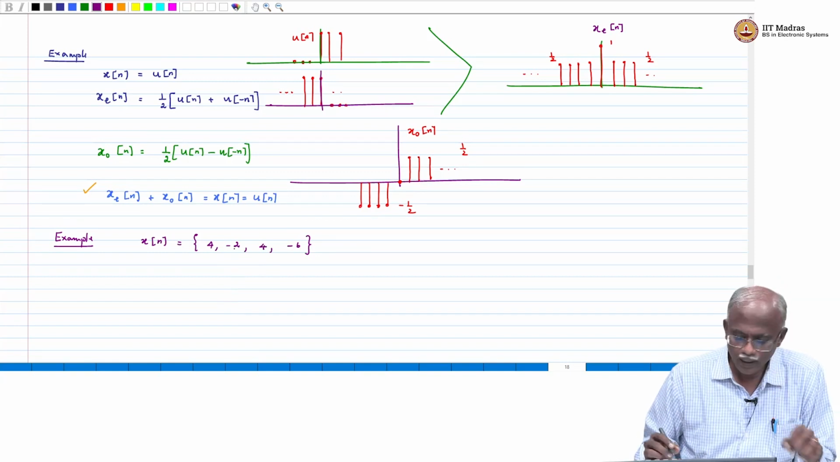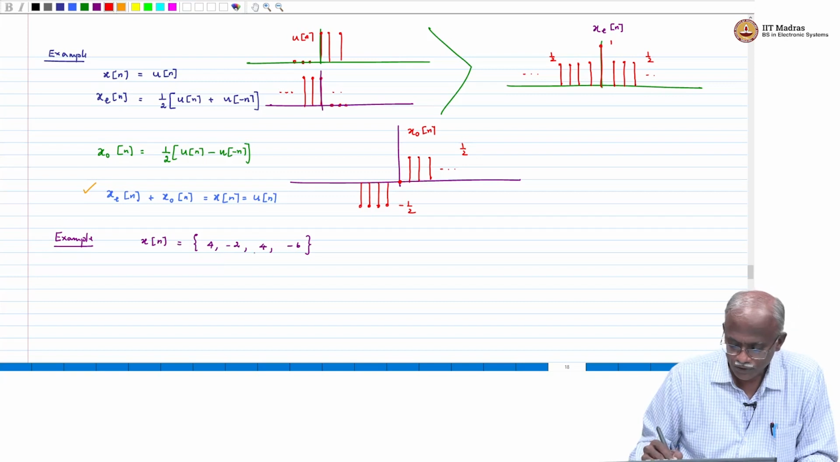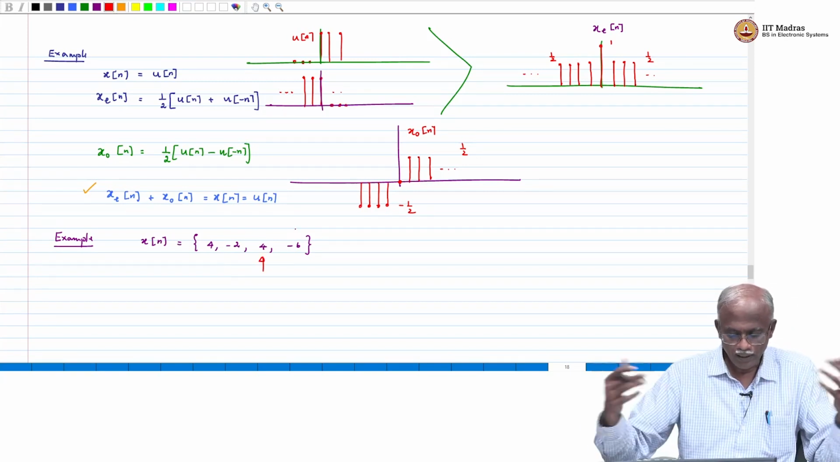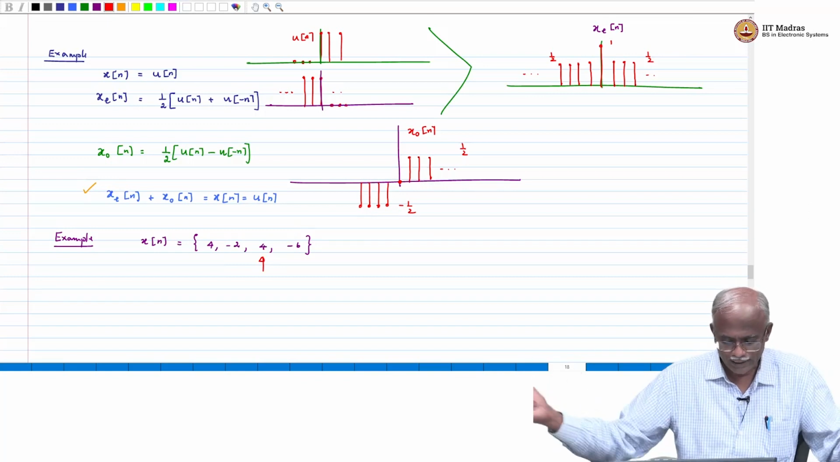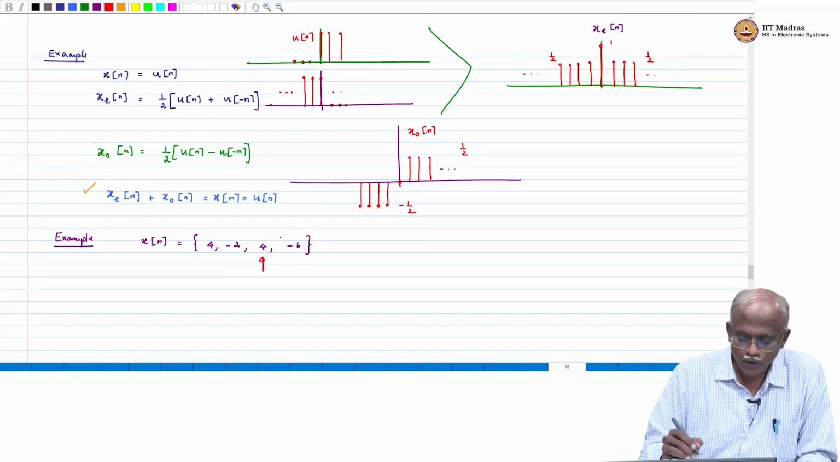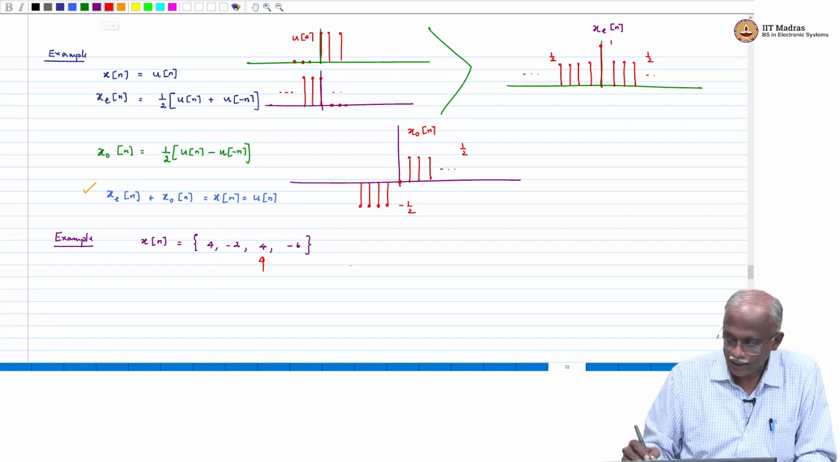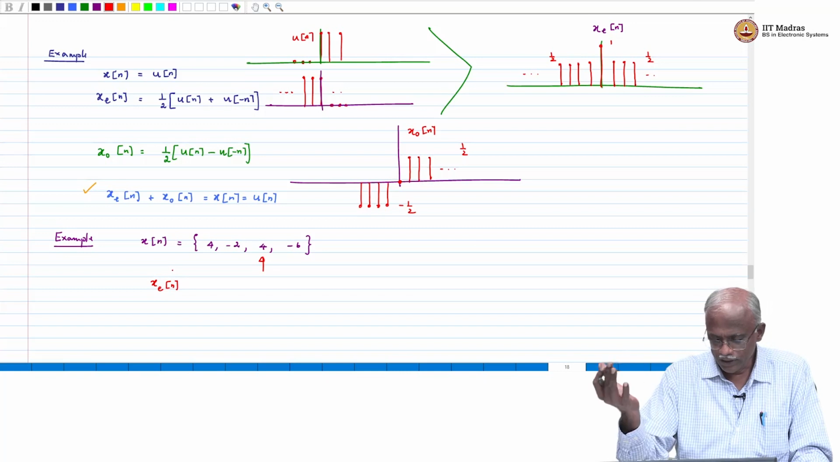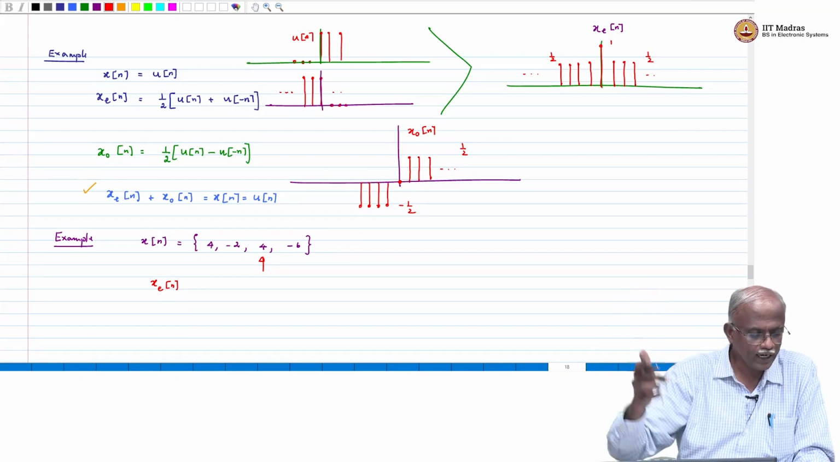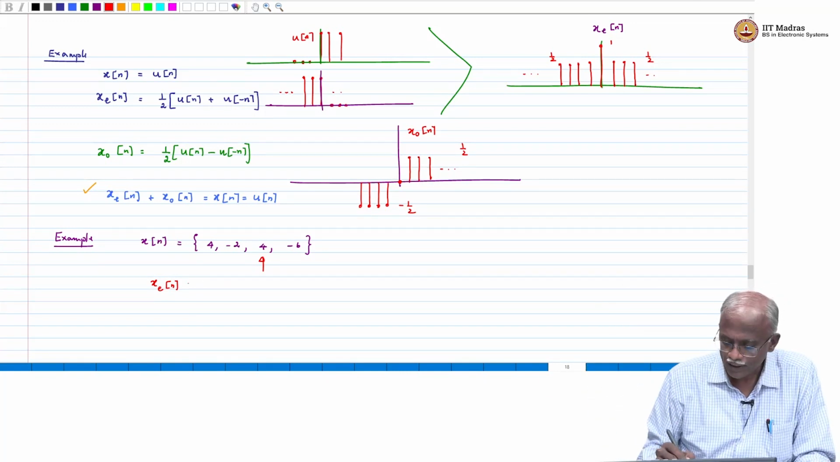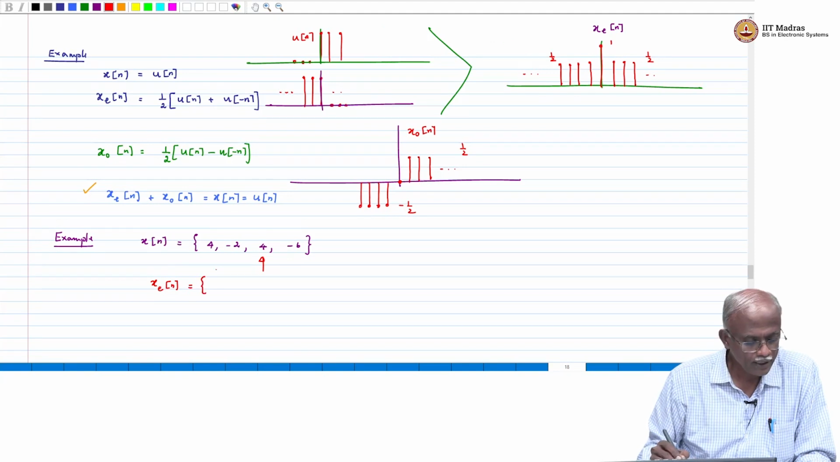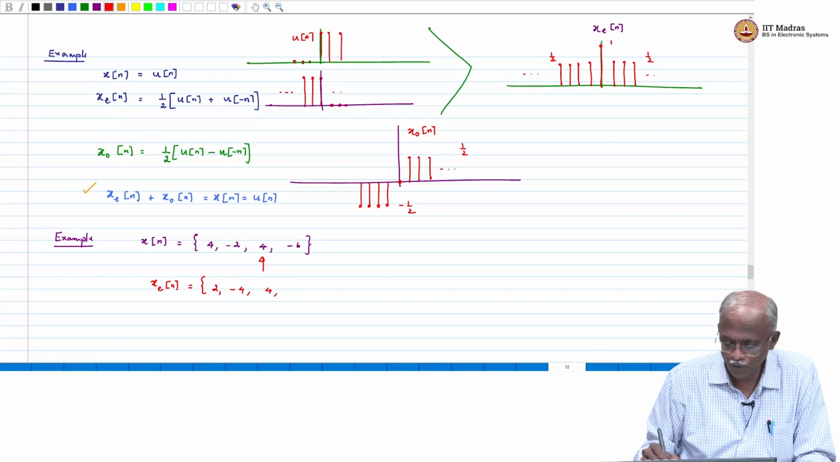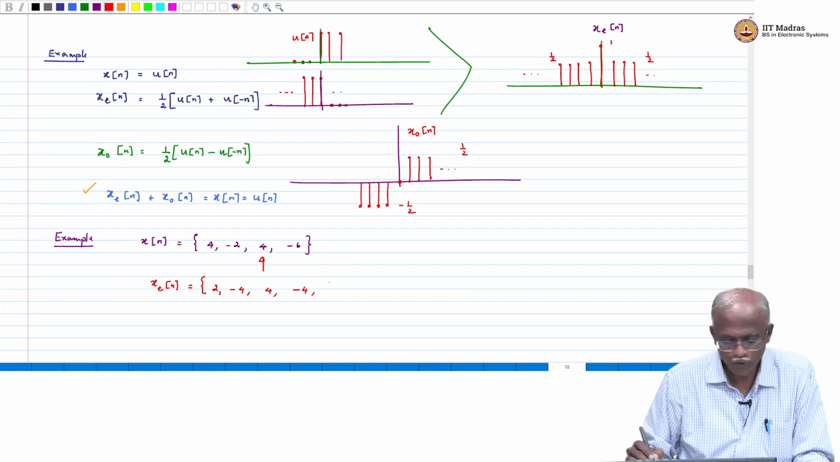Okay. Important thing to note, we need to know where the origin is. So basically you can add zeros on either side. This is where we obtain the x even of n. Take the original sequence, flip it around, and then take half. This comes out to be 2, comma, minus 4, comma, 4, comma, minus 4, comma, 2.